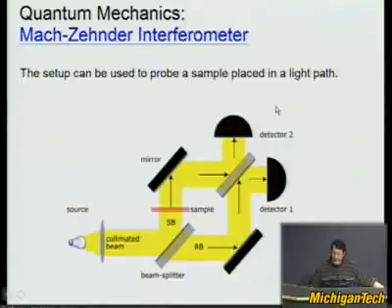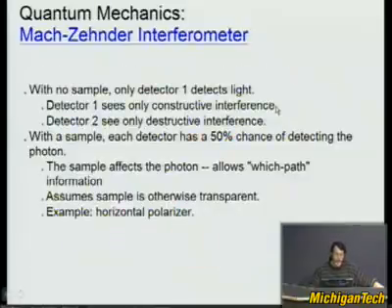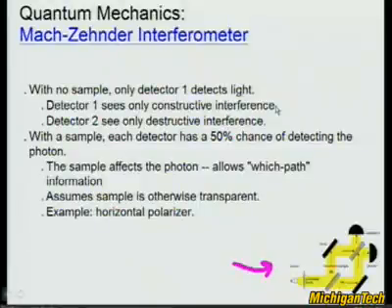So this Mach-Zehnder interferometer, so here's an actual real drawing of it, shown here, can actually be used to probe whether a sample is placed in the light path. With no sample in the light path, only one of the detectors down here will detect light. Detector 1 could see only constructive interference, and detector 2 could see only destructive interference. So with a sample, each detector has a 50% chance of detecting the photon. Where the sample affects the photon, however, and allows which path information if there is a sample. So now you can tell if there's a sample in the interferometer or not. So you must assume that the sample is otherwise transparent.